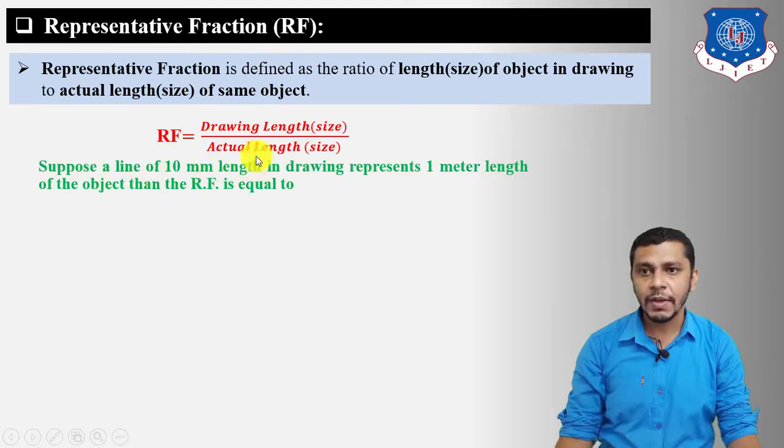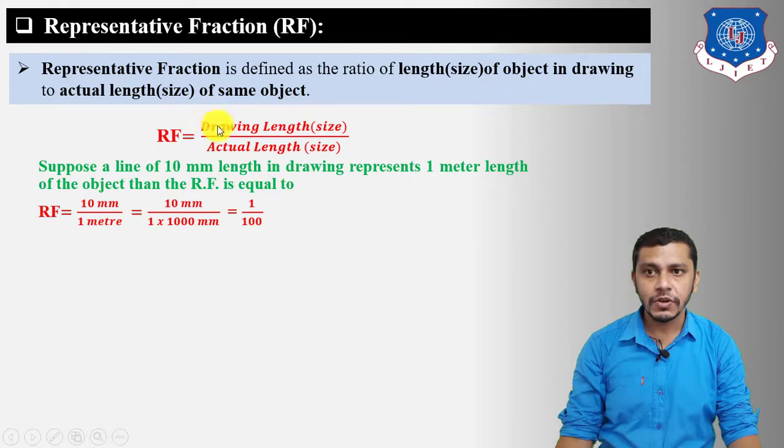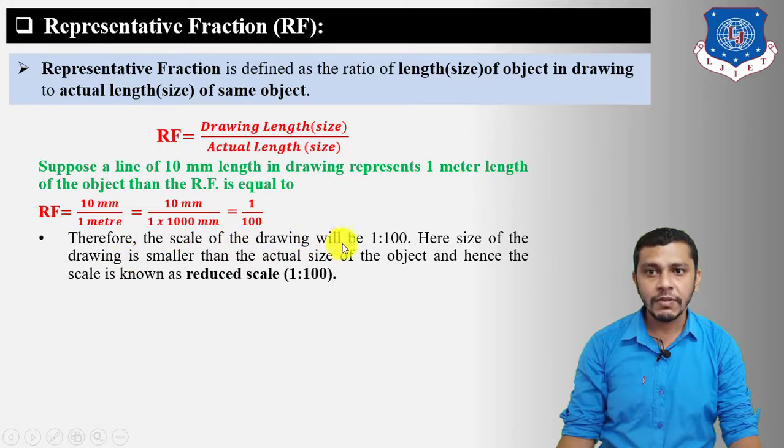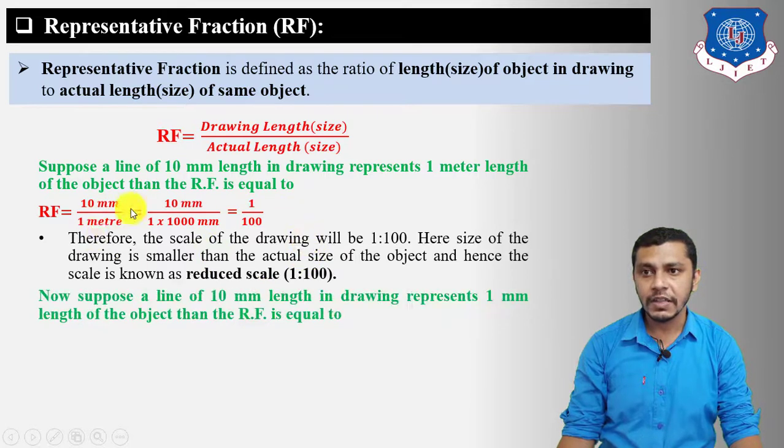Now let us have one example. Suppose a line of 10 mm length in the drawing represents 1 meter length of the object. Then the RF is equal to drawing length upon actual length. That means here the drawing length is 10 mm and the actual length is 1 meter. So 10 mm upon 1 meter. Now convert meter into mm. So it is equal to 10 mm upon 1 into 1000 mm. It is equal to 1 is to 100. So the scale of the drawing will be 1 is to 100. Here the size of the drawing is smaller than the actual size of the object and hence the scale is known as reduced scale.